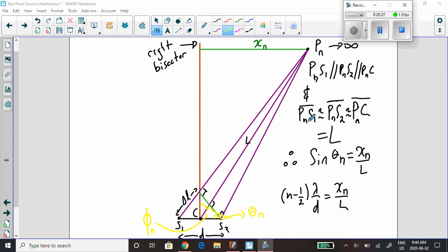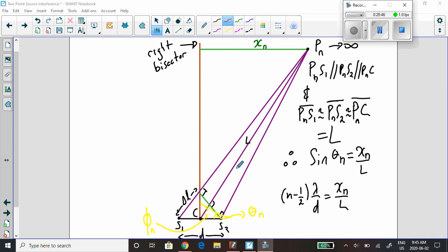So the length Pn to S1 is equal to the length Pn to S2 is equal to the length Pn to C. So let's call that length L. I'll give you a moment to think about this.